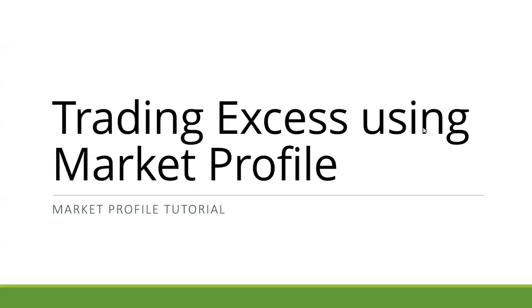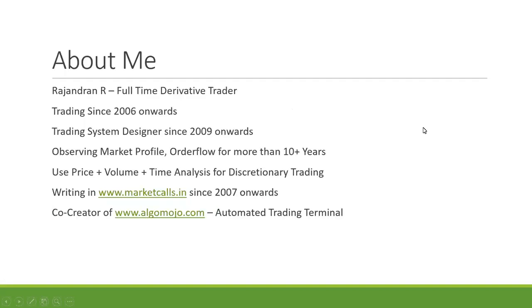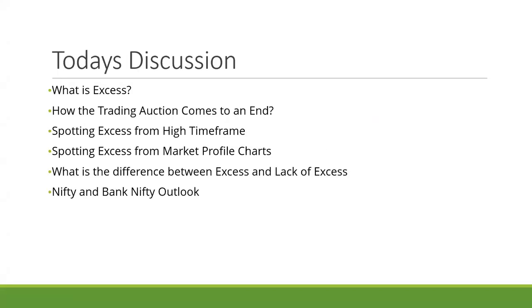Today's agenda is designed in a very brief manner. We're going to talk about what is excess, how the trading auction comes to an end, spotting excess from a higher time frame and from market profile charts, and what the difference is between excess and lack of excess. What does it really mean? And of course, the Nifty and Bank Nifty futures outlook is what we're going to learn in this specific chapter.